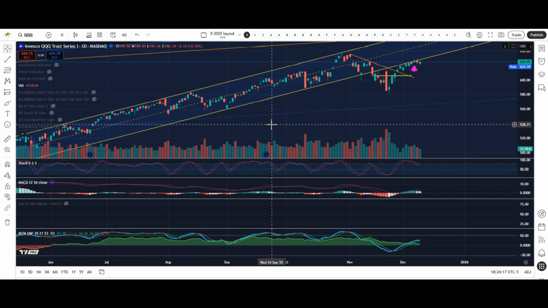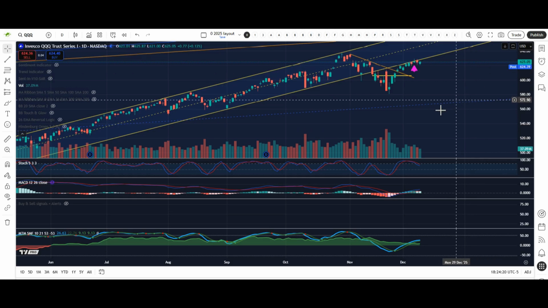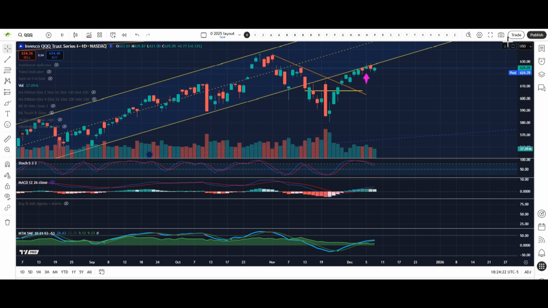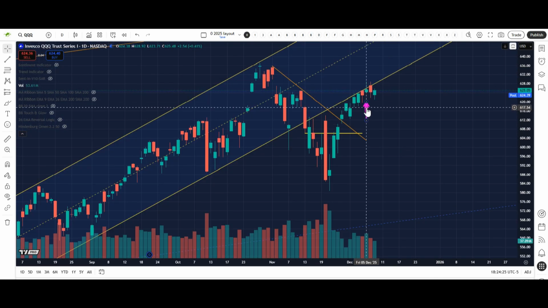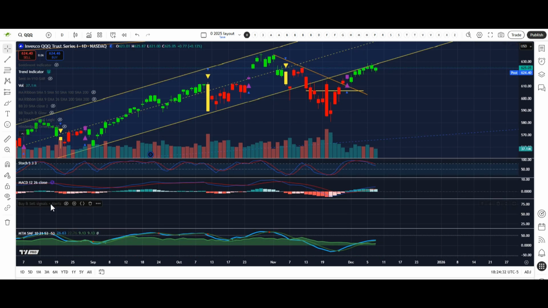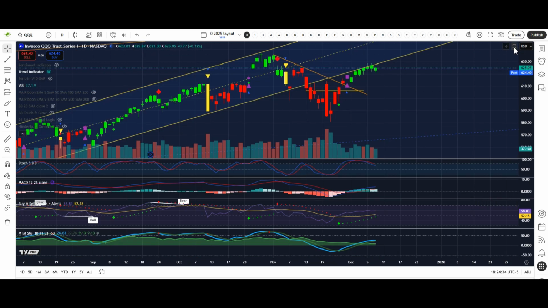Okay, now let's have a look at the cues here. So these pink arrows, I know somebody that incorrectly entered a long position here. So that was just a marking I had there. You know who you are. Let's turn on the trend indicator and our buy and sell signals. Let's have a look what's going on.